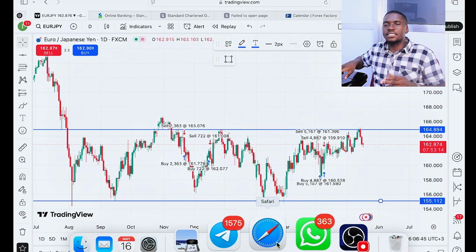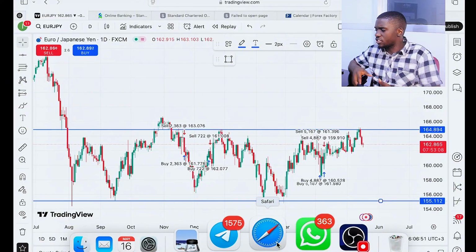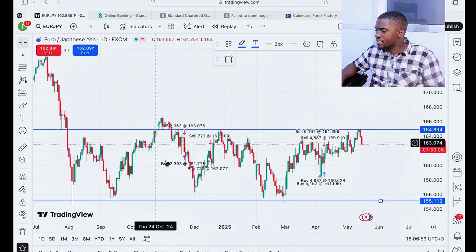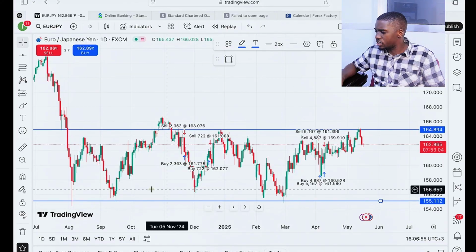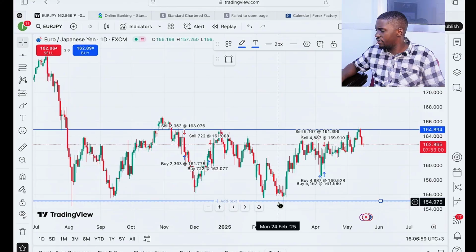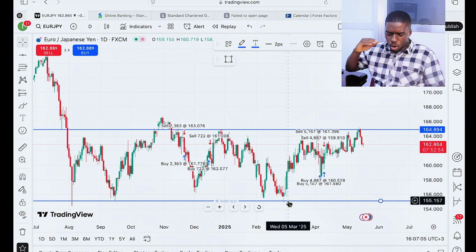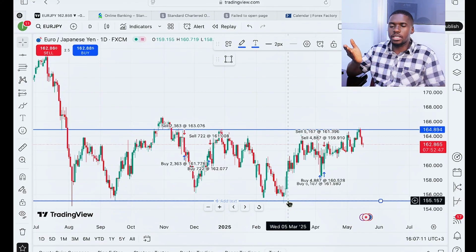So when we are drawing support and resistance, principle number one, identify the key levels. What do we mean by key levels? When we come here, if this is our support, this is a key level, this is a key level, this is a key level. These are what we can consider as higher highs, or you can call them swing highs or swing lows in the market. So if the market is trending, we look out for the swing highs and swing lows.